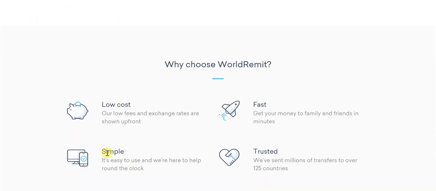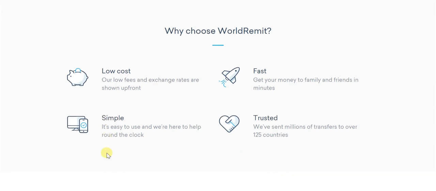And yes, it's very simple. You don't need to be a geek to use WorldRemit. Even if it's the elderly, they can also use it very easily. And anytime you need assistance, the wonderful customer support folks at WorldRemit are always there to help you.